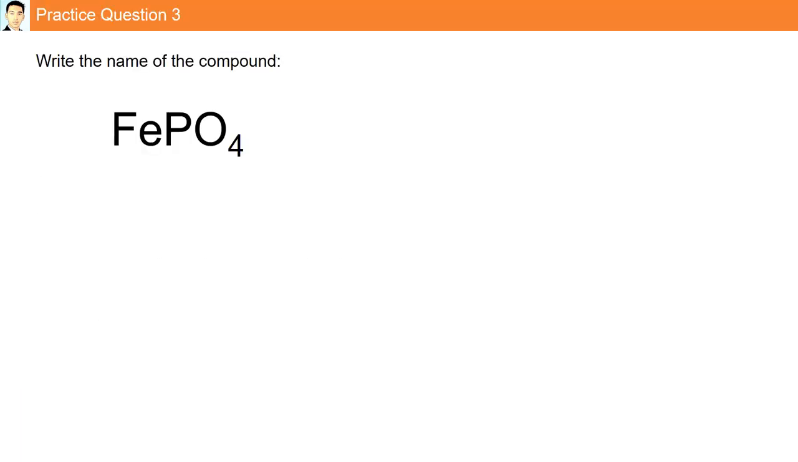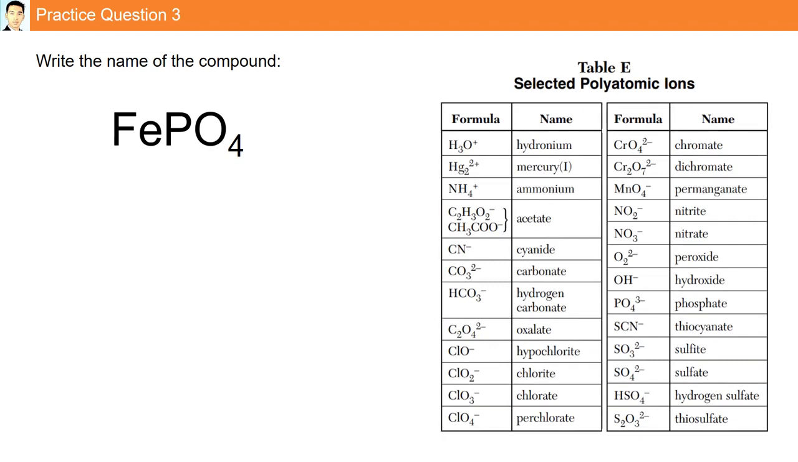Practice question 3. Write the name of the compound FePO4. First, we need to examine Reference Table E to identify our polyatomic ion. In our formula, we have Fe, which is iron, followed by PO4. PO4 is a polyatomic ion, and it is called phosphate. It has a charge of 3-. There is one atom of iron present, therefore, iron must have donated 3 electrons to the phosphate, which causes iron to have a 3+ charge. So our name of the compound is iron(III) phosphate.